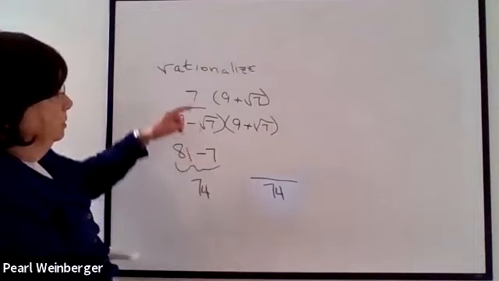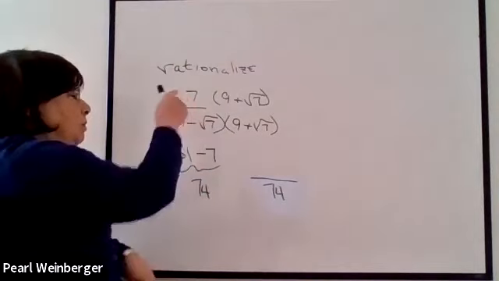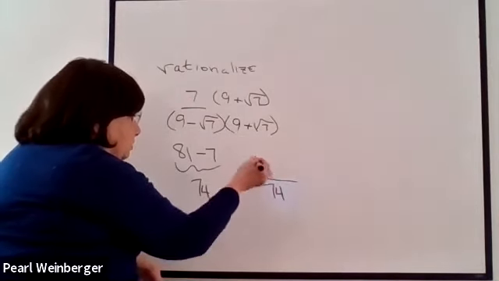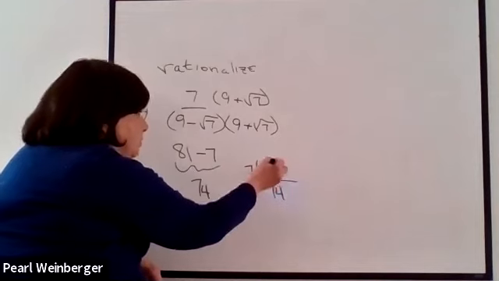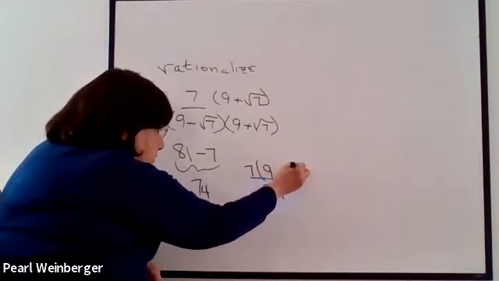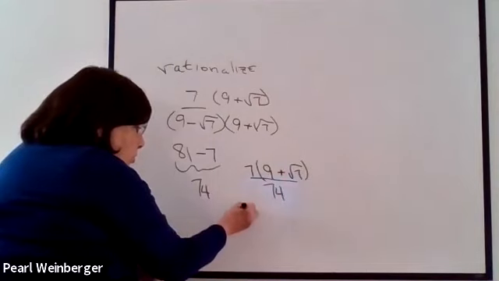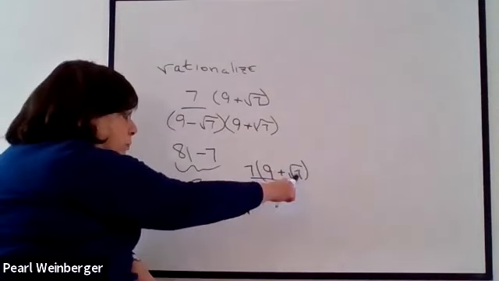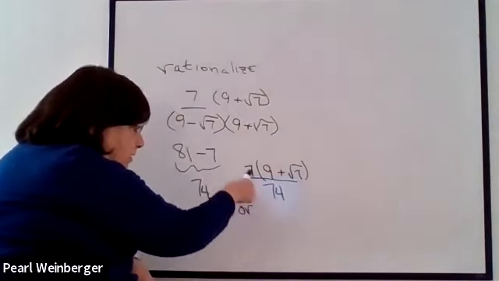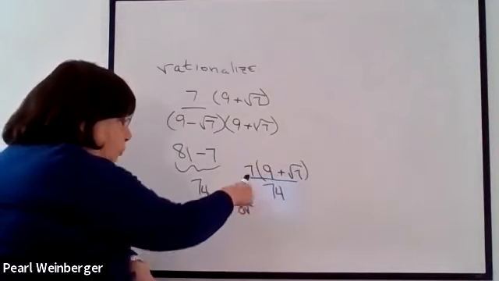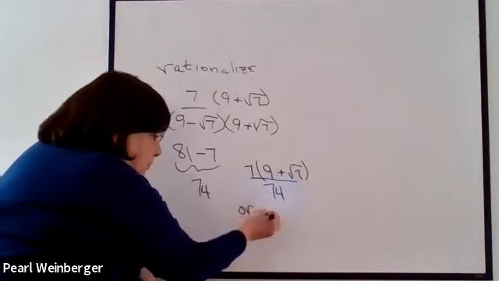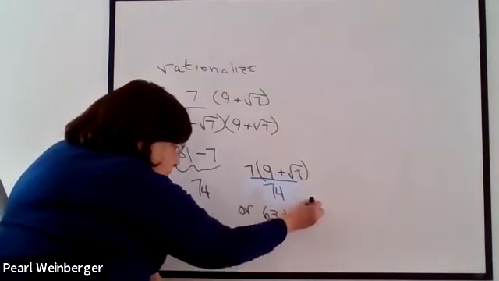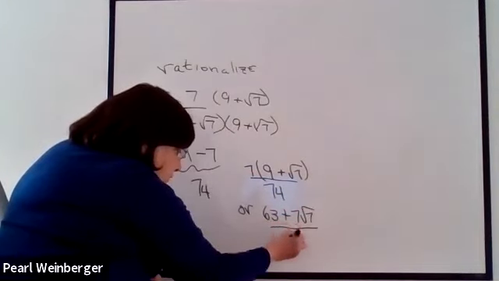We now have to see what's going to happen with the numerator. Well, there are two ways of writing the numerator. One way is to just leave it the way it is: 7 parentheses 9 plus radical 7. Or alternatively, both of these are perfectly correct, is to remove the parentheses in the numerator. Notice nothing can be canceled out. This 7 can't cancel out into that 74. So I just do 7 times 9, which is 63, plus 7 radical 7, all over 74.